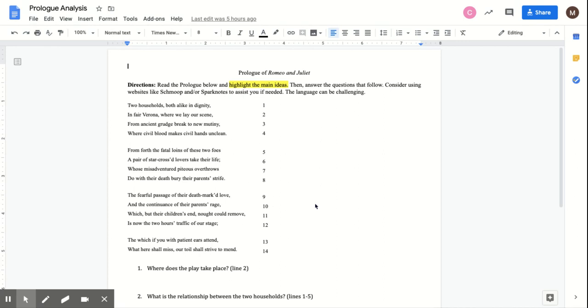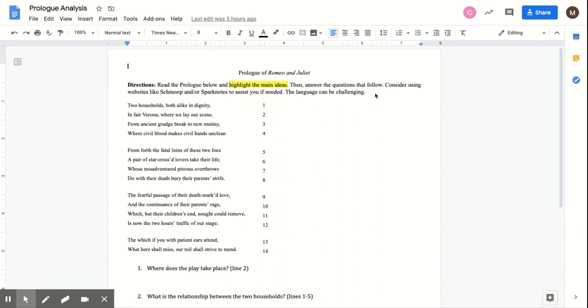But the language in Shakespeare is tough, so I want to go over this quickly and make sure you understand the directions. It says, read the prologue below and highlight the main ideas. Then answer the questions that follow. Consider using websites like Shmoop or SparkNotes to assist you if needed. The language can be challenging.